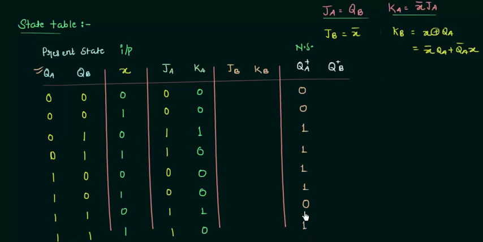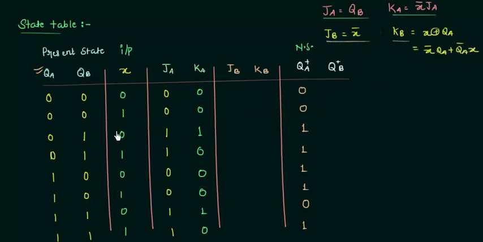To fill the values of the next state, you must know the truth table of the JK flip-flop. If you don't know it, I cannot help you here. You have to remember the truth table for the JK flip-flop. If you know the characteristic table, it will work, but if you know the truth table, you know how we are filling these values. So we are done with the A flip-flop. Now we will move to the B flip-flop, and for that we have to find JB and KB.